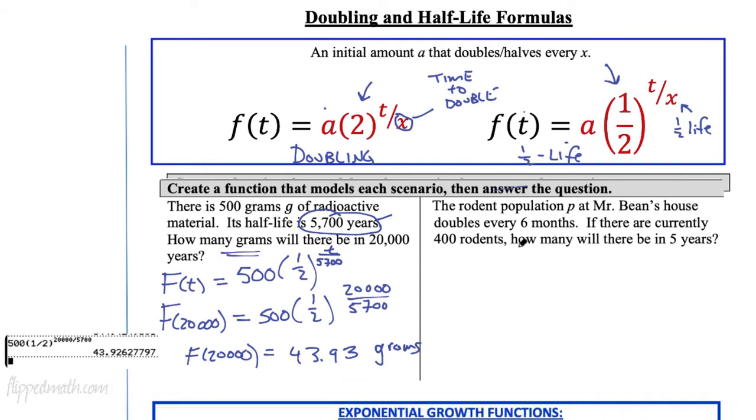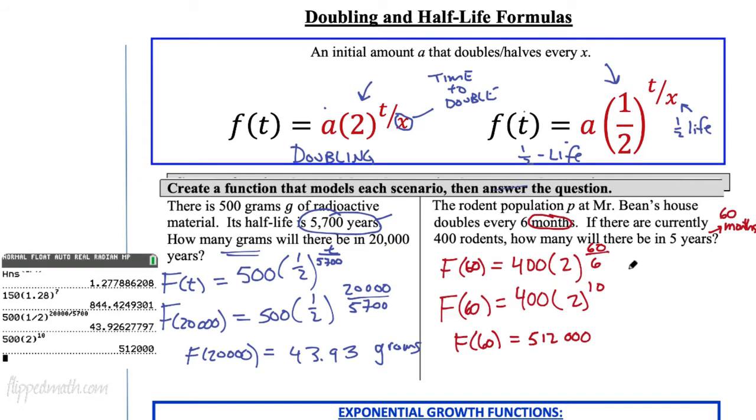Pause the video, do the next one by yourself. Go. Okay, so did you figure this out? We have years and months in this problem, and they're telling you it doubles every 6 months. So this problem has to be in months. So 5 years is 60 months. So we're going to use 60 here. You got to put 60 over 6, and then you figure it out. You get 500 times 2 to the 10th, which is 512,000 rodents. Whew, Mr. Bean's house. It is in the forest.